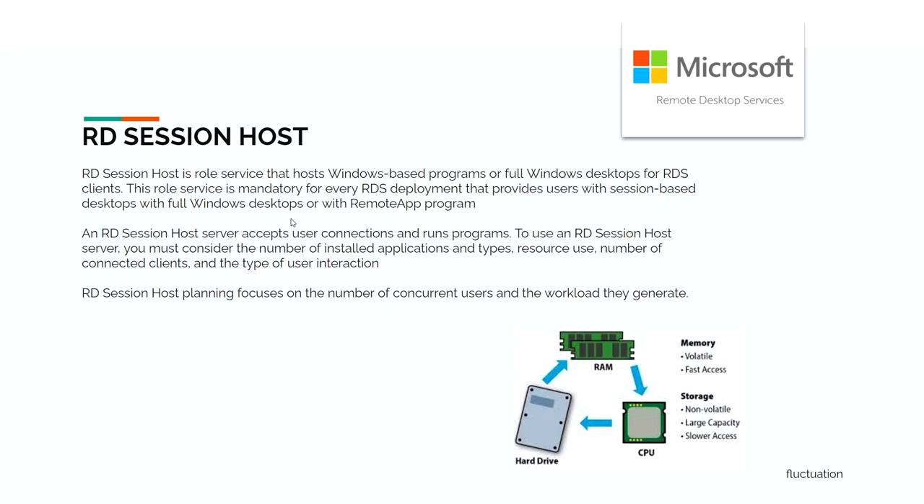An RDS Session Host server accepts user connections and runs programs. To use the RDS Session Host server, you must consider the number of installed applications and the type of resources used, the number of connecting clients, and the type of user interaction. RDS Session Host planning focuses on the number of concurrent users and the workload they generate, of course. If you have, for example, 2,000 users running, for example, Office applications, you will not have just one server. Maybe you will have 5, 6, 7, or 10 servers. And the broker will do load balancing. When you connect, the broker will see which is the server with the most resources available.